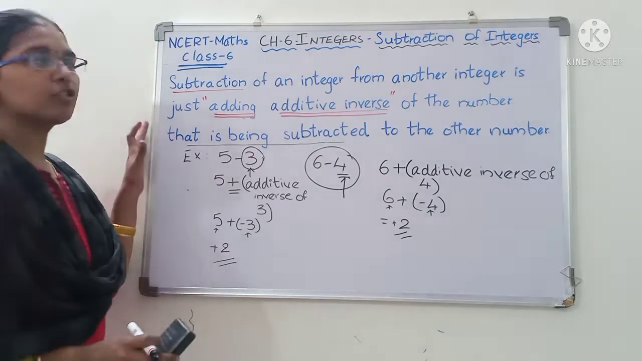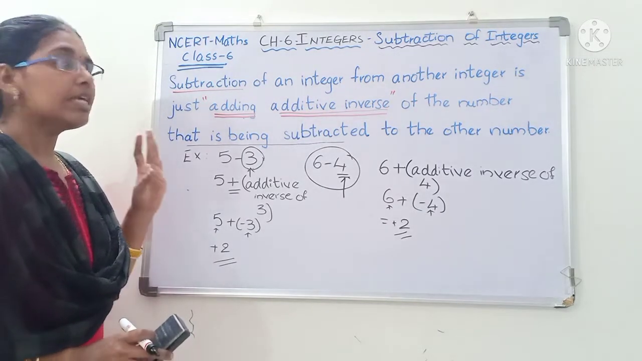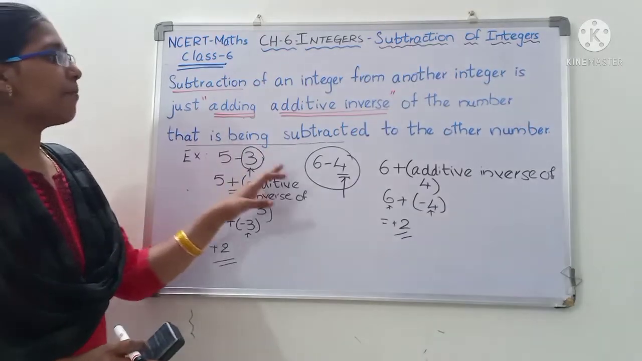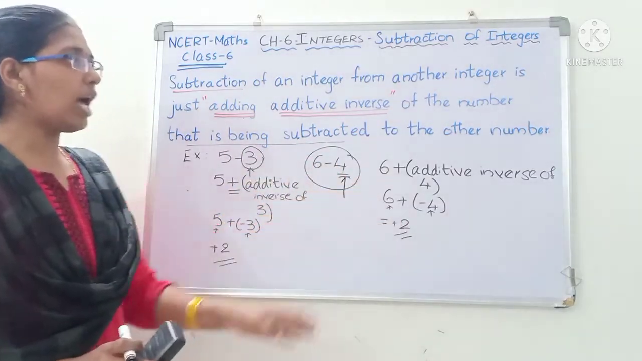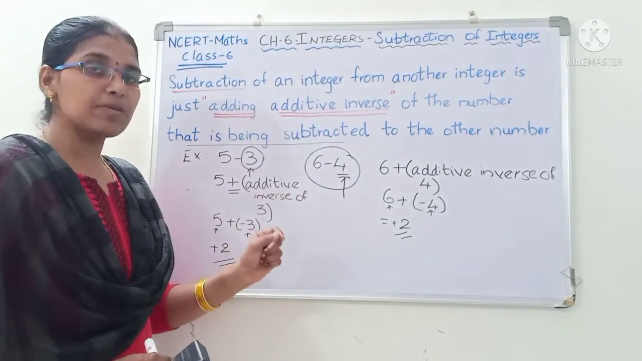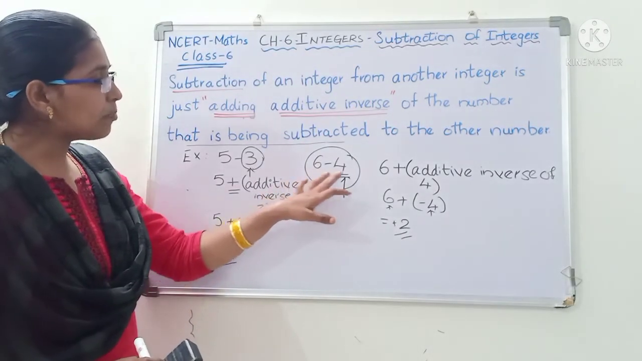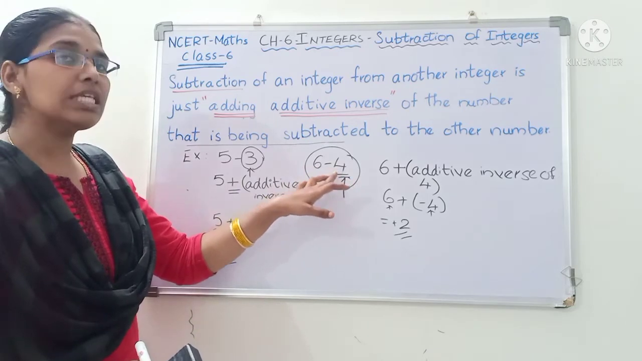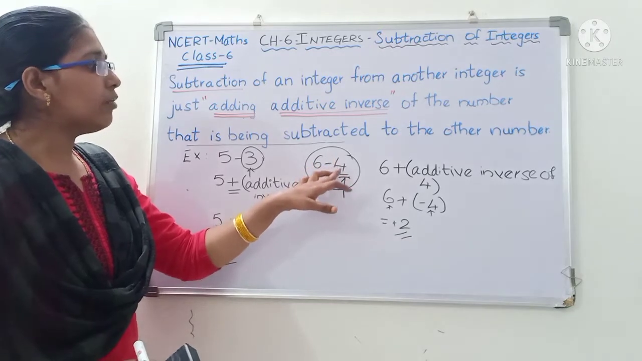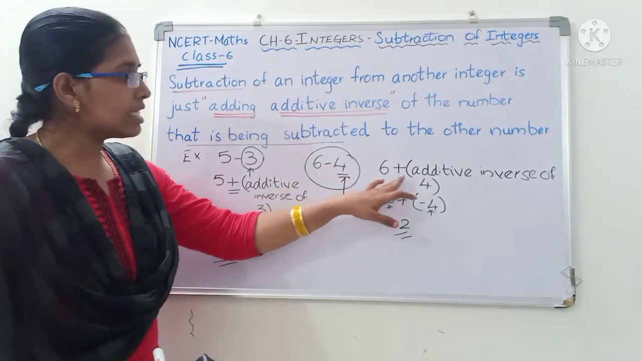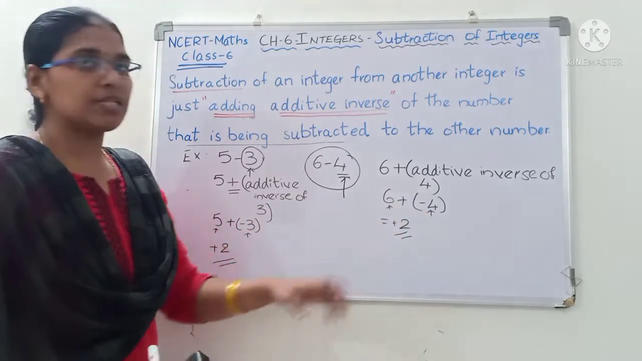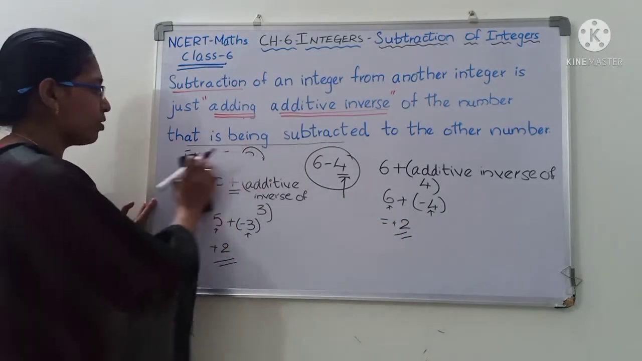So children, subtraction of integers is very easy. In subtraction of integers, you add the additive inverse of the number that is being subtracted to the other number. You first find what is the number that is being subtracted. Here in this example, 6 minus 4, 4 is being subtracted from 6. So you add the additive inverse of 4 to 6. 6 plus the additive inverse of 4. 6 plus minus 4 is plus 2. Let's see another example.